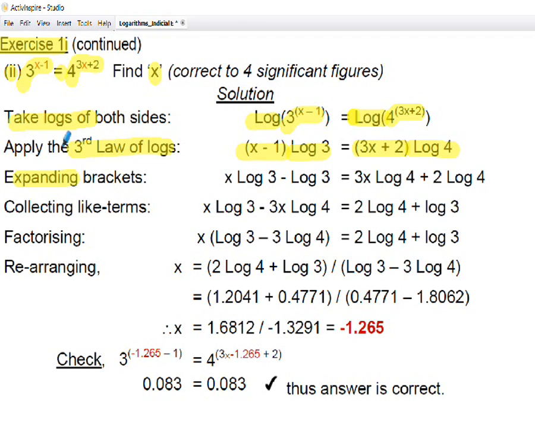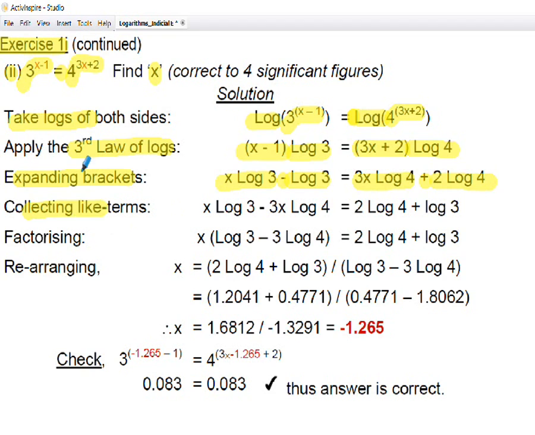Expanding the brackets here, I get on the left hand side x times log of 3, so that's x log of 3, take away 1 times log of 3, that's log of 3. And on the right hand side 3x times log 4, that's 3x log 4, plus in this case 2 times log 4.